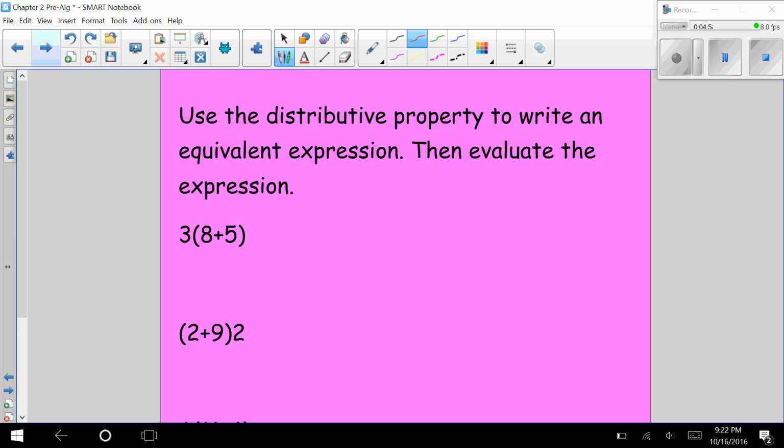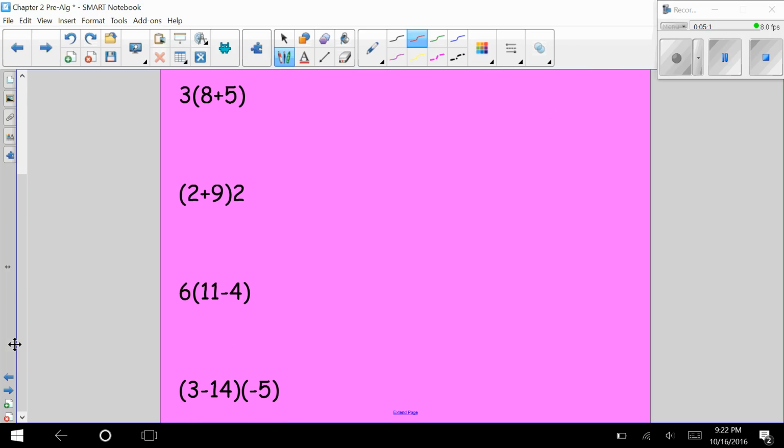All right, your turn. Use the distributive property to write an equivalent expression, then evaluate the expression. So you're going to distribute just as we have been, but then you're going to simplify it all the way down to a single number. You have 4 to try. For the first one, your first step should be 3 times 8 plus 3 times 5. You know 3 times 8 is 24, 3 times 5 is 15. Adding those together, I get 39.